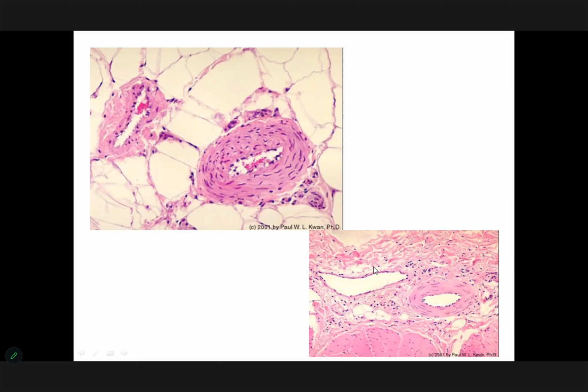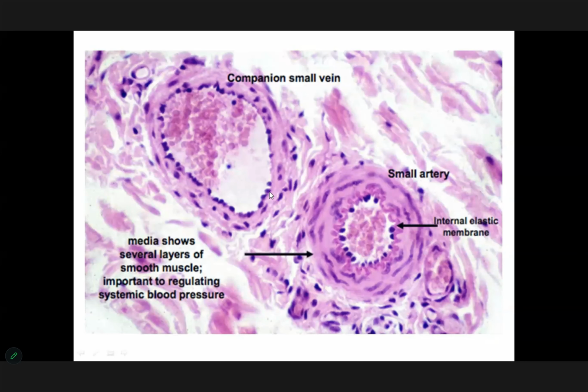The same is in this picture. We can compare the overall thickness of the wall of the artery and of the vein. Vein has a very thin wall comparative to artery. The same as here, small vein, small artery. These are endothelial cells that bulge into the lumen of the artery because of the internal elastic membrane that pushes them towards the lumen of the artery.